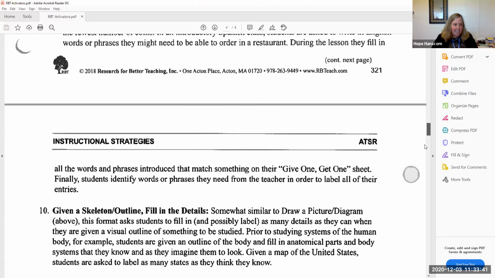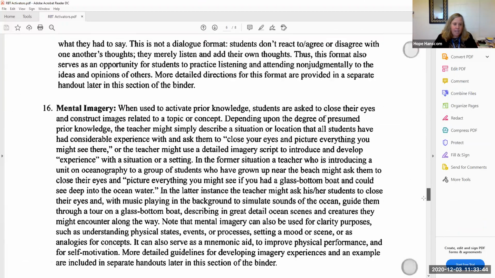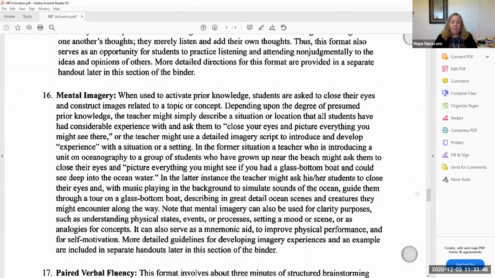I wanted to show you number 16, which is mental imagery. So this is a calm classroom activity, but you're doing it about your topic. Students close their eyes and make images in their heads related to whatever topic or concept you're working on. It's not only very COVID friendly and Zoom friendly, but it also provides the secondary benefit of having kids sit and be still and have their eyes closed and thinking, which can really support lots of things in our bodies. So that was that one.